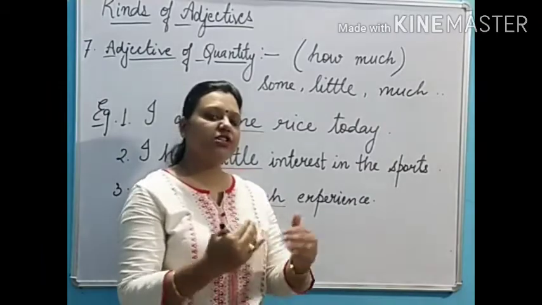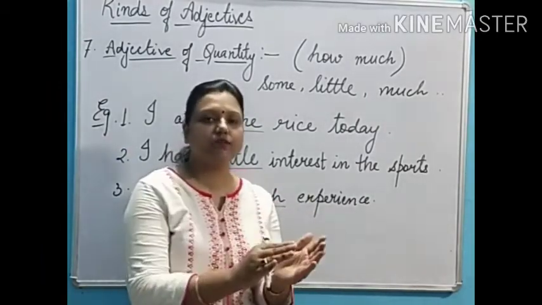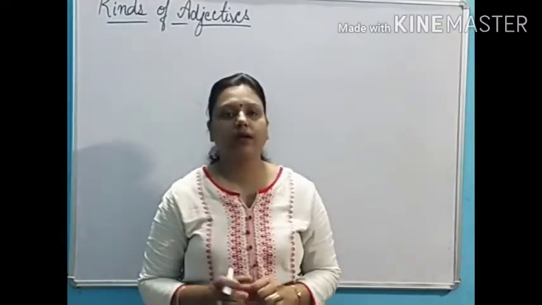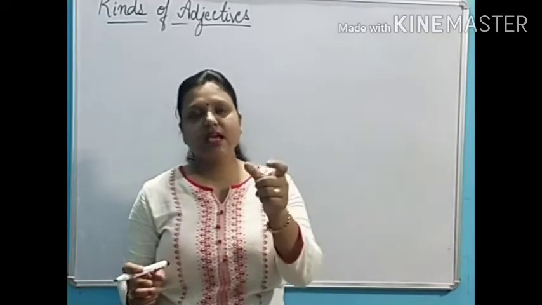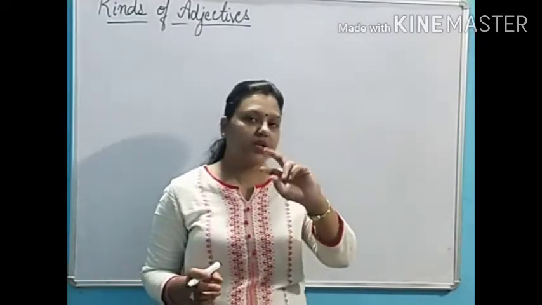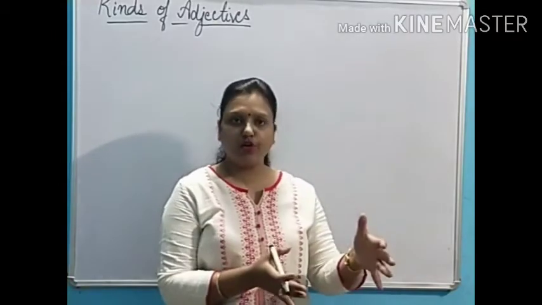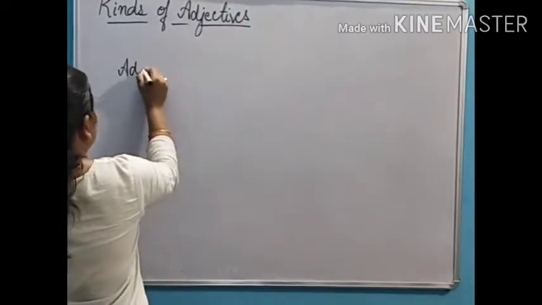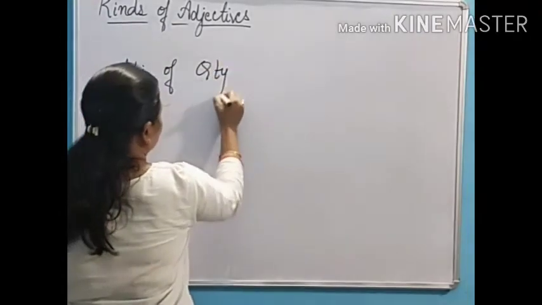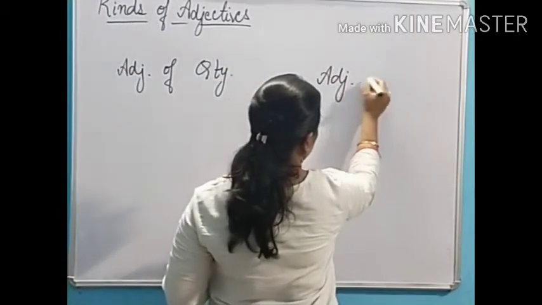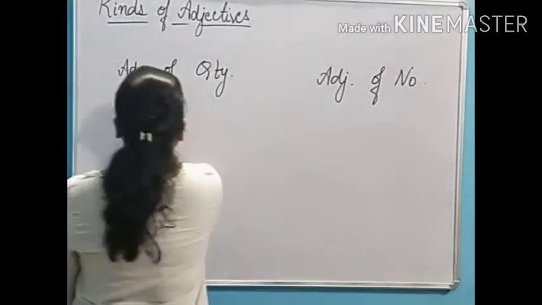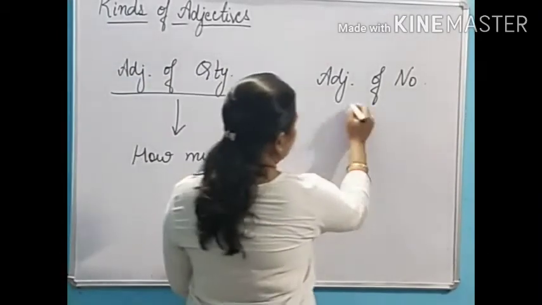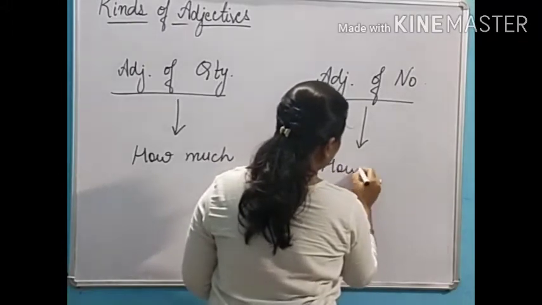Alright, I'll explain to you the major difference between adjective of number and adjective of quantity. Students often confuse adjective of quantity and adjective of number. In dono ko hum kaise identify karenge? Because the same adjective can be used in two sentences, but uski usage pe depend karega whether it is falling under the category of adjective of number or adjective of quantity. Adjective of quantity answers the question how much, and adjective of number answers the question how many.